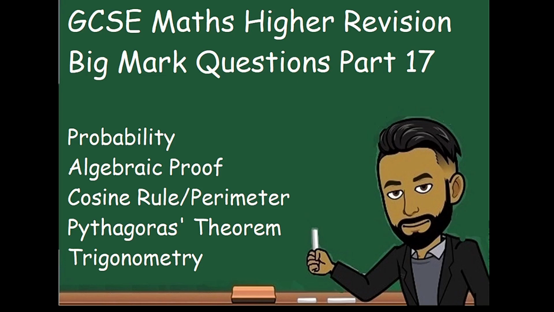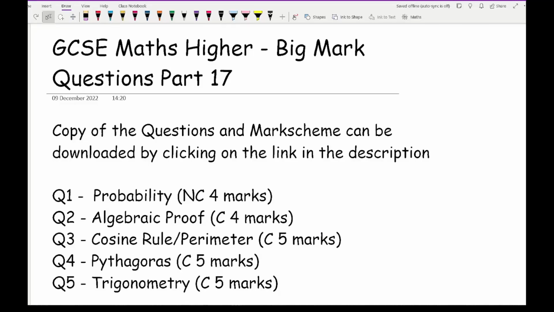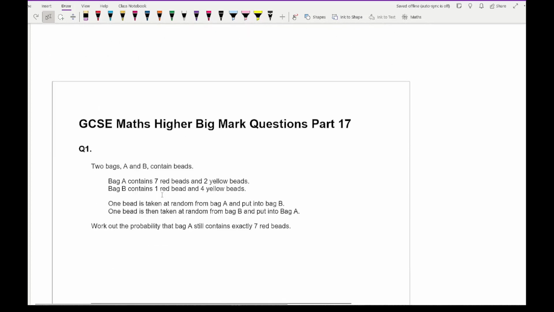Now before starting these big mark questions, it's always important that you try and establish what topic a question relates to. Sometimes this is made easy, but it can be quite difficult, particularly when a question involves more than one topic. So always be mindful of that. On that note, let's have a go at these questions.